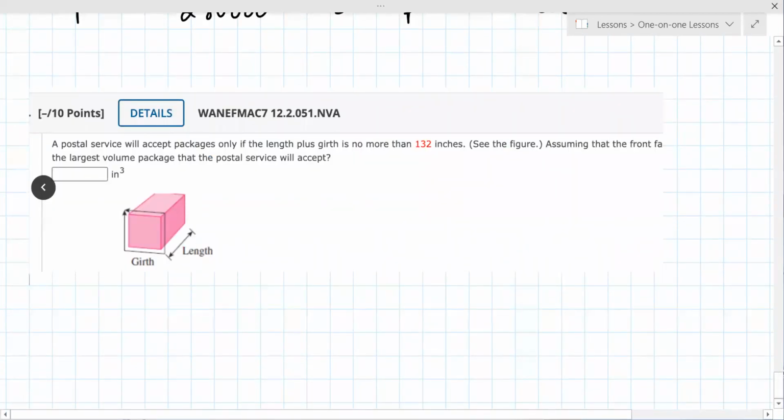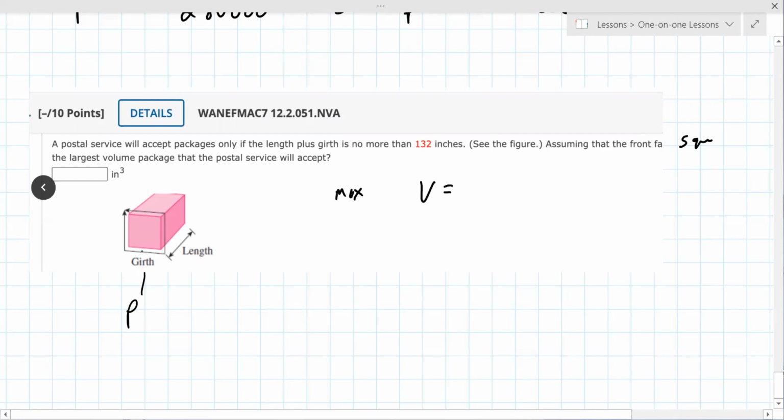A postal service will accept packages only if the length plus girth, where girth is the perimeter of the front face, which looks a little weird, is no more than 132 inches. Assuming that the front face is a square, what's the largest volume? So we're trying to maximize volume.